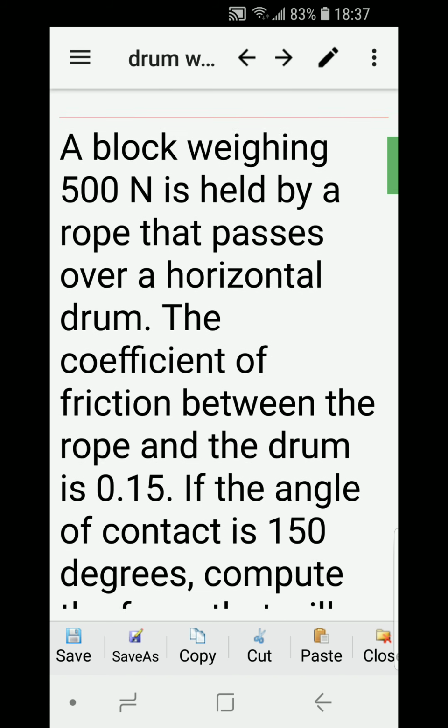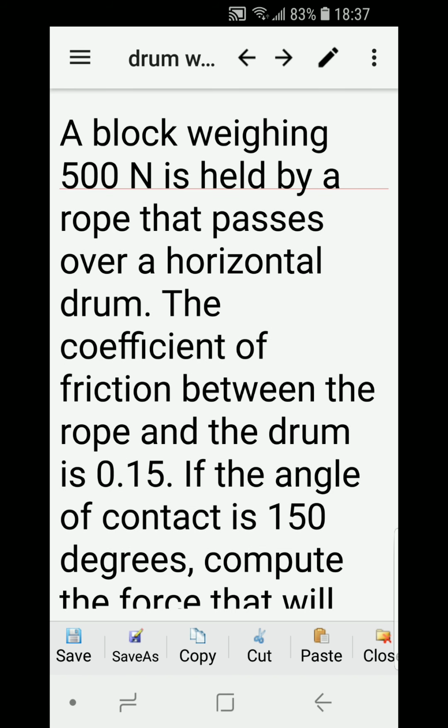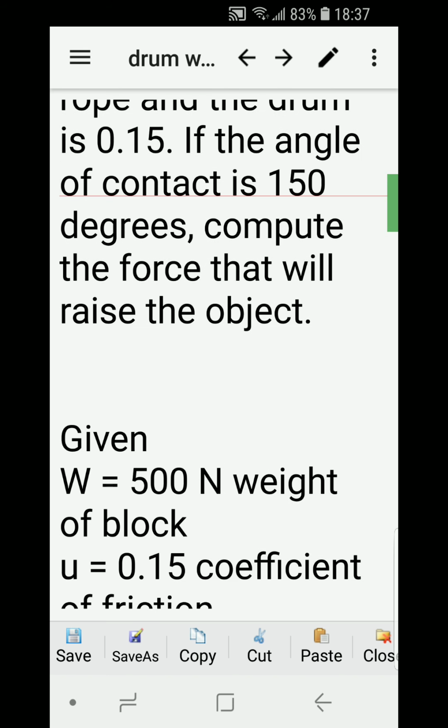So the problem reads, a block weighing 500 newtons is held by a rope that passes over a horizontal drum. The coefficient of friction between the rope and the drum is 0.15. If the angle of contact is 150 degrees, compute the force that will raise the object.